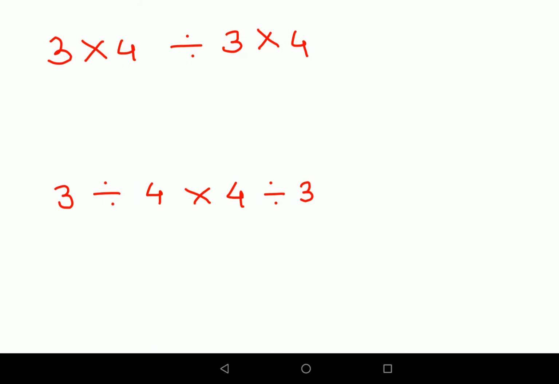Welcome everyone. So today I'm going to solve this particular question which looks quite tricky. A lot of people thought the answer for this one is 1 and here also they thought the answer for this one is 1. So for this one if you thought the answer is 1 then you're absolutely right. And for this one if you thought the answer is 1 then you're absolutely wrong.